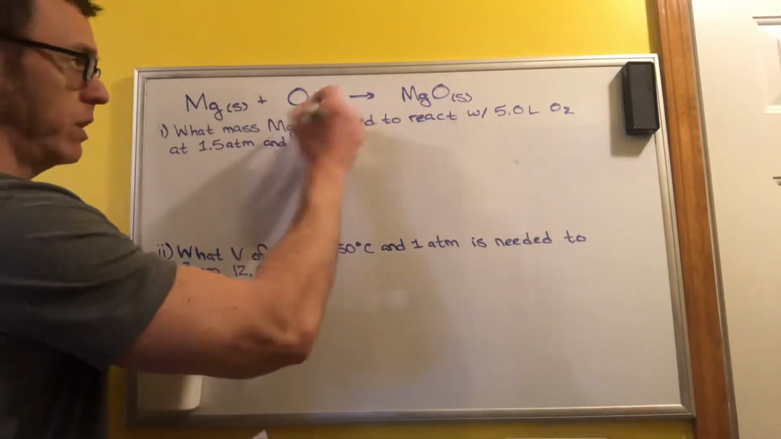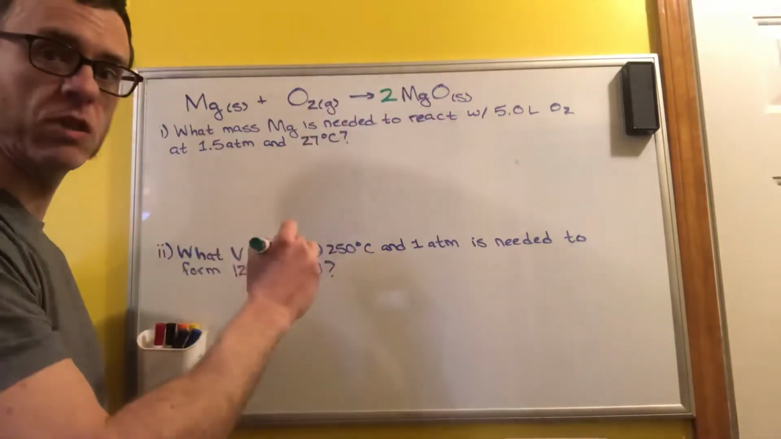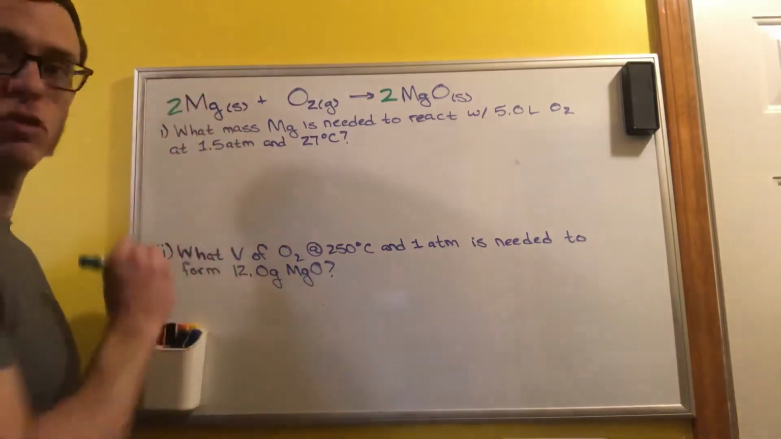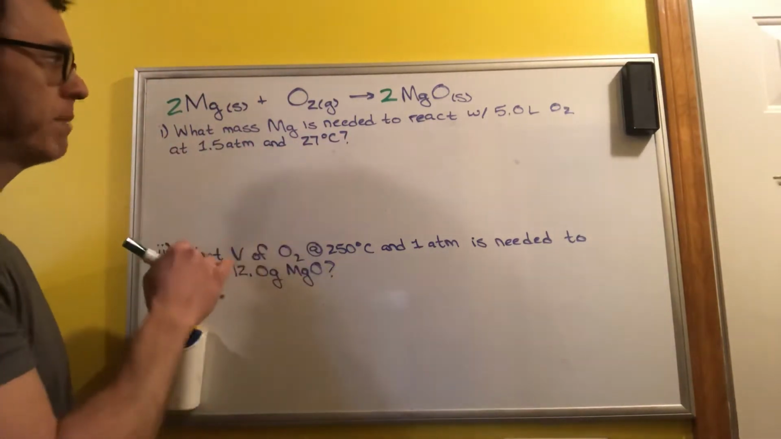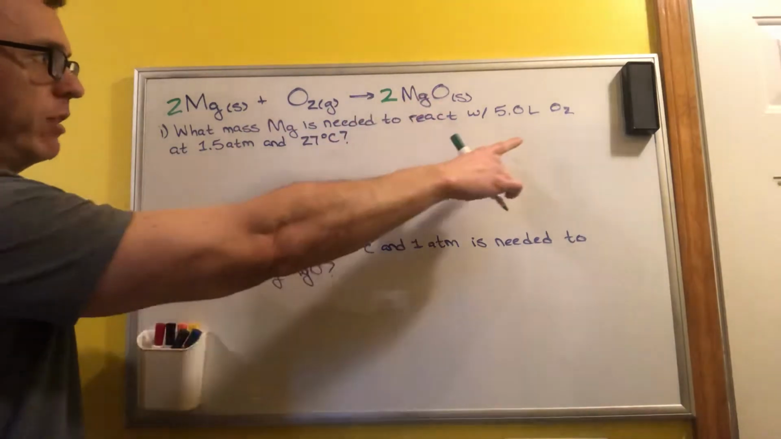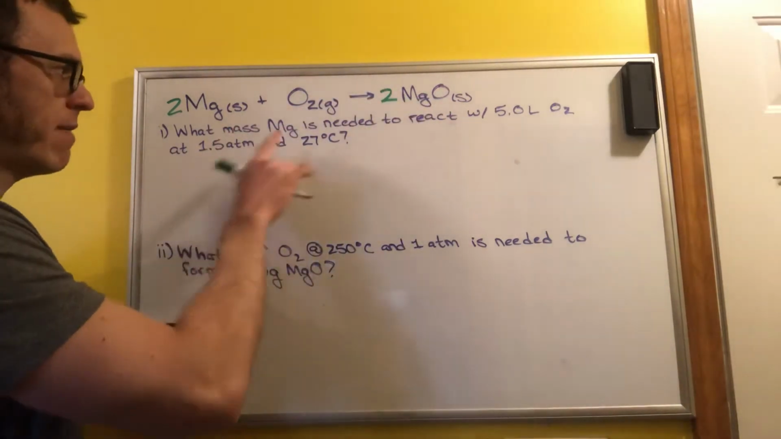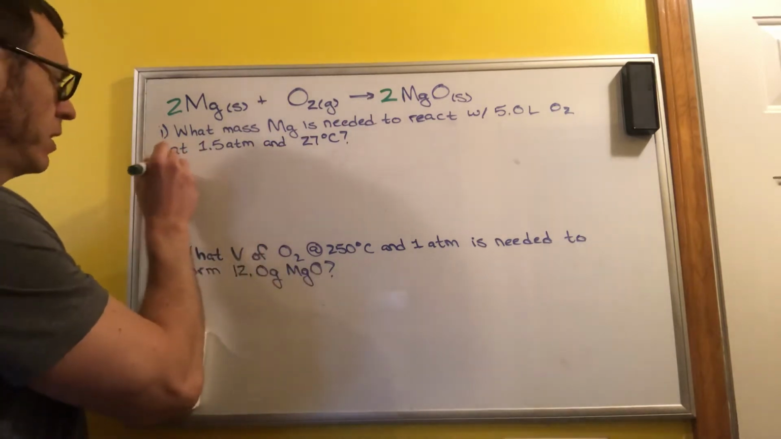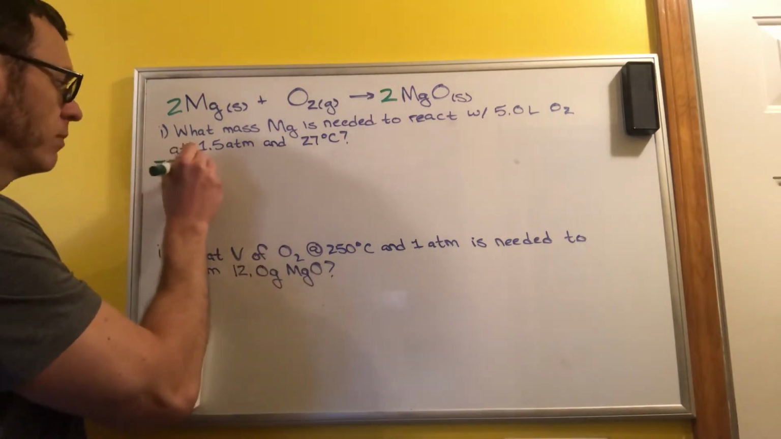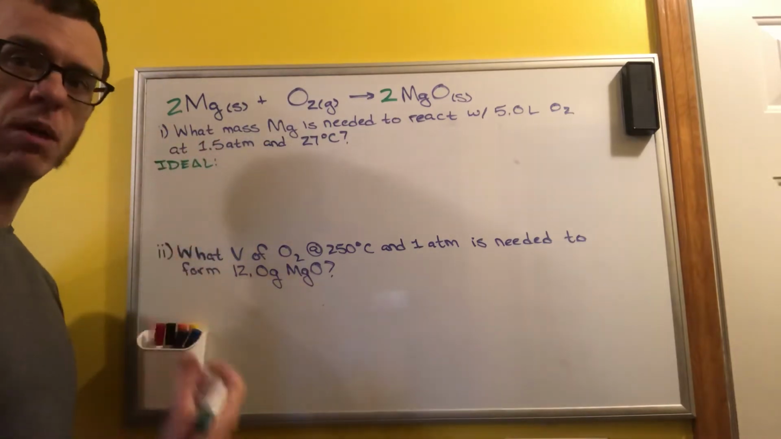If we balance this equation, I got 2 oxygens there, so we need a 2 there, and that means I need 2 magnesiums there, and we're ready to go. So looking at this, what mass of magnesium is needed to react with 5 liters of O2 at 1.5 atmospheres and 27 degrees Celsius? First order of business is we're going to use the ideal gas law to determine the number of moles of O2.